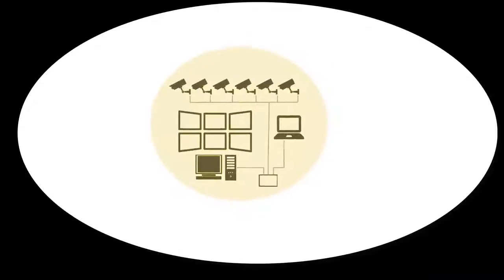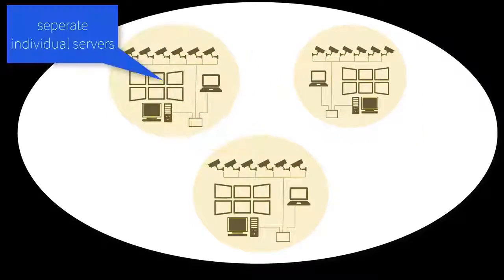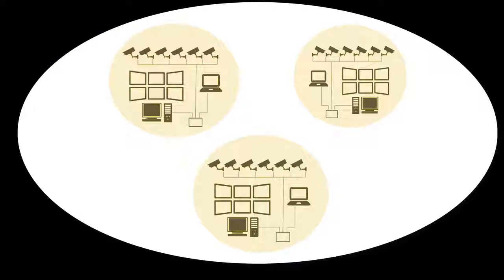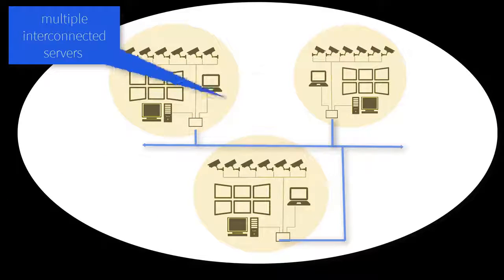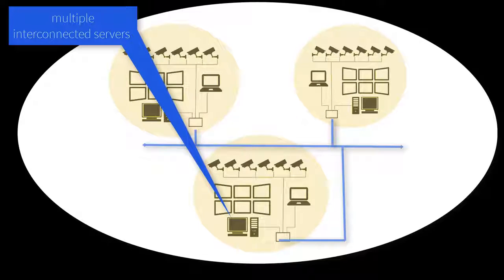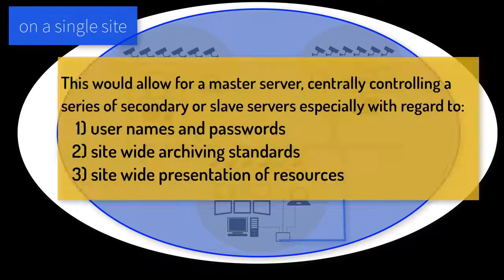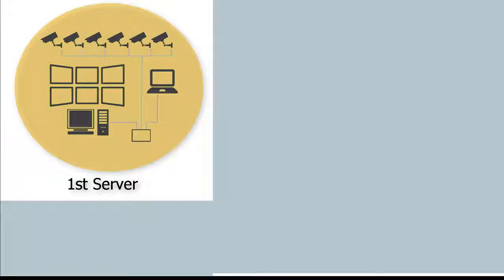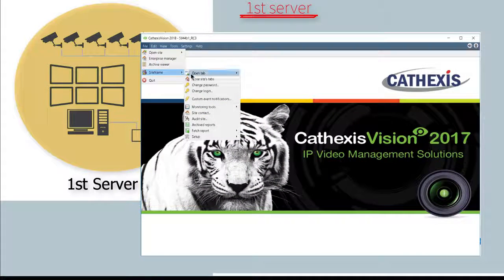A site can have various separate CathexisVision servers that operate independently of each other, or they can be interconnected as a centrally controlled system in a master-slave configuration where archiving and user credentials are common across the system and the entire site's resources are presented on every server. Select one of the servers on the site that will become the master and open the Site tab and click the General Site Setup.